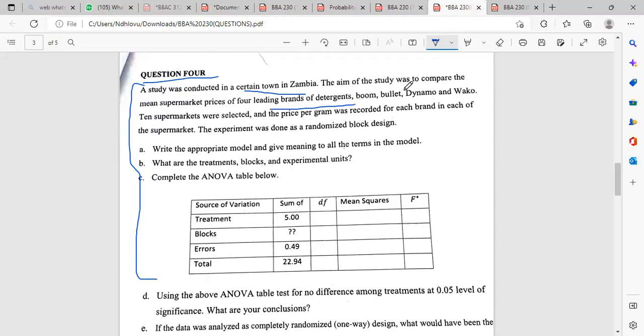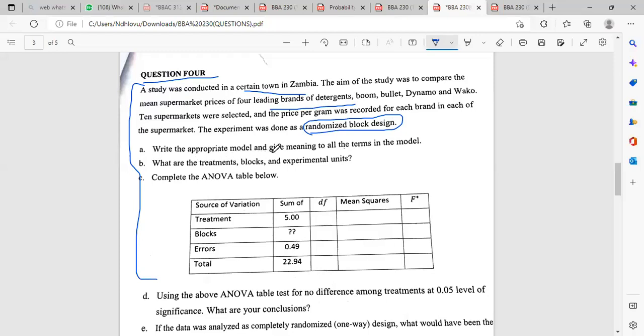10 supermarkets were selected, okay? And the price per gram was recorded for each brand in each of the supermarkets. The experiment was done as a randomized block design. So it's a two-way ANOVA straight away, like I mentioned. When you are looking at the block design experiment, we are simply saying it's a two-way ANOVA.